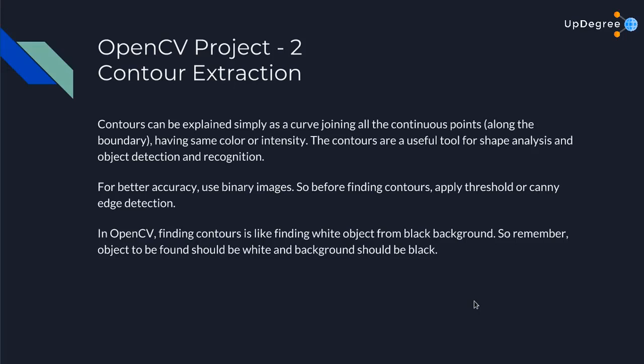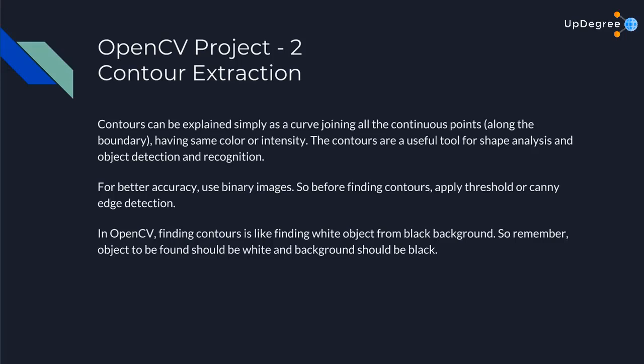So what are contours actually? Contours are simply a curve joining all the continuous points along the boundary having the same color or intensity. The contours are a useful tool for shape analysis in object detection and recognition. In our case, since we are trying to build an object detection algorithm and the object being the hand, contours are very important for us to find out whether we are actually detecting a hand.